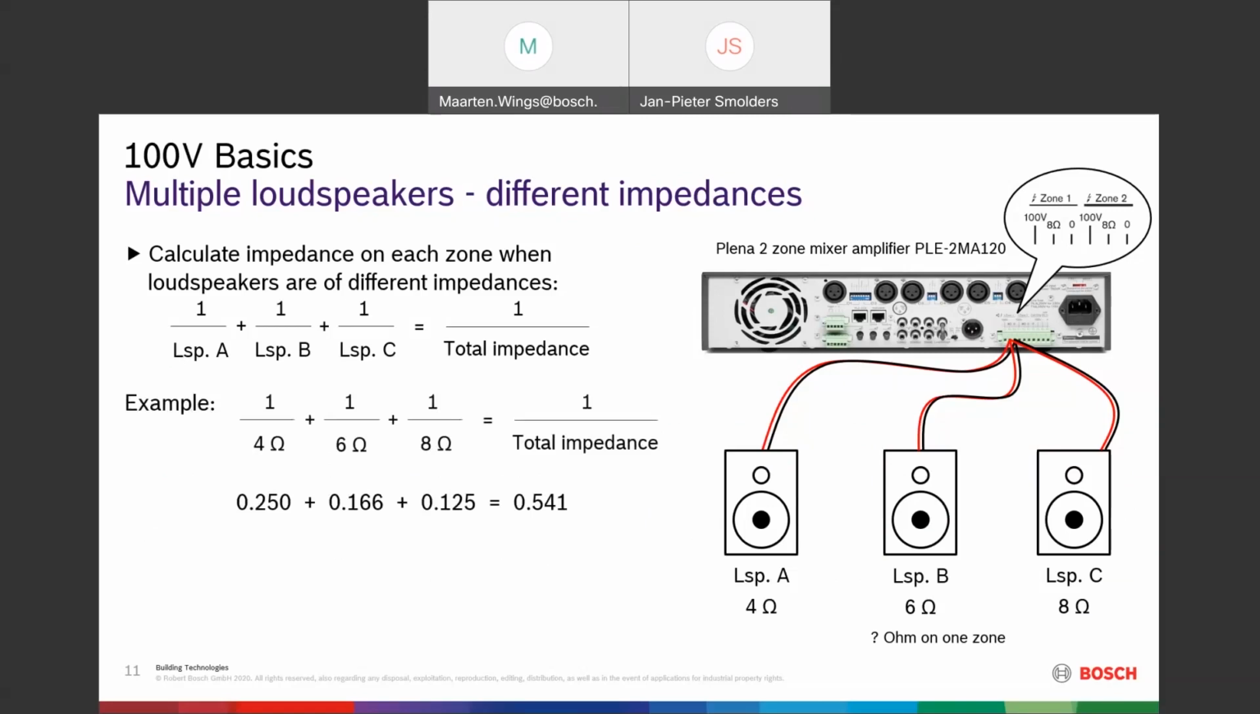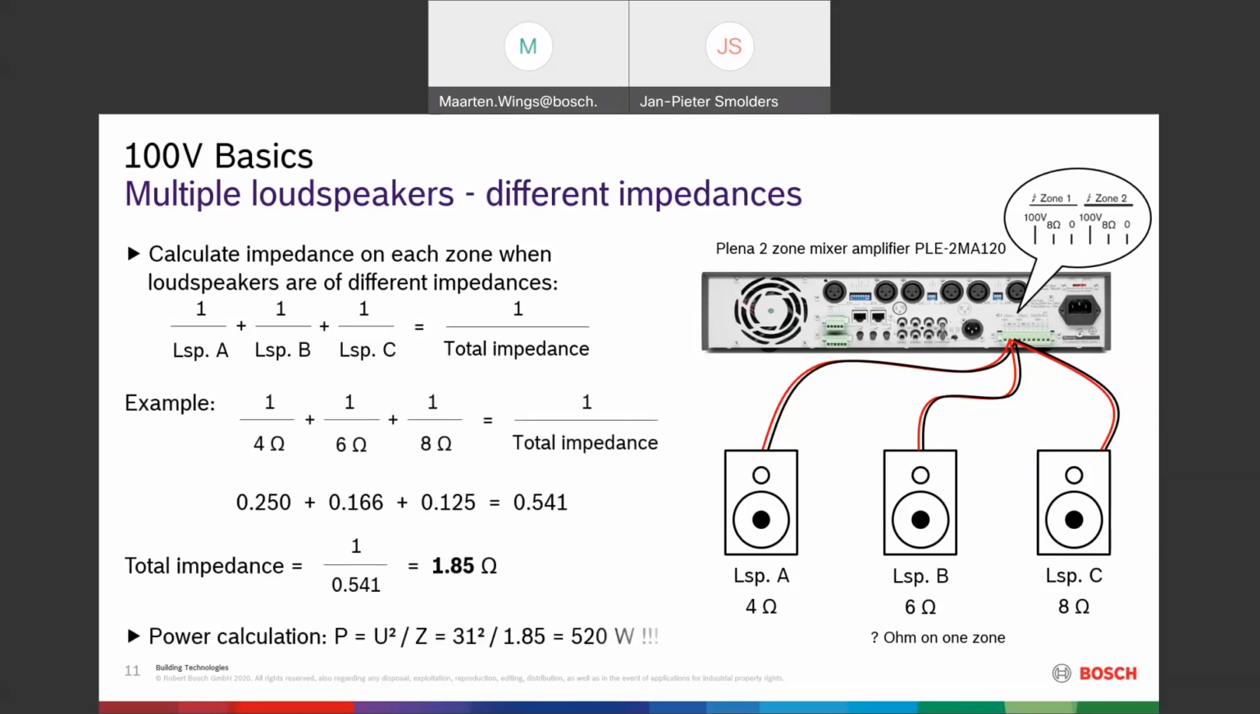Then you will see that the total impedance of these 3 loudspeakers on one single amplifier channel is 1.85 ohm. So it's even worse. It's getting lower. That means the load on this amplifier has increased even more. If we calculate the power, you can see that those 3 loudspeakers will put a load of 520 watt on this amplifier. So again, be really careful if you are connecting low impedance loudspeakers to an amplifier channel.